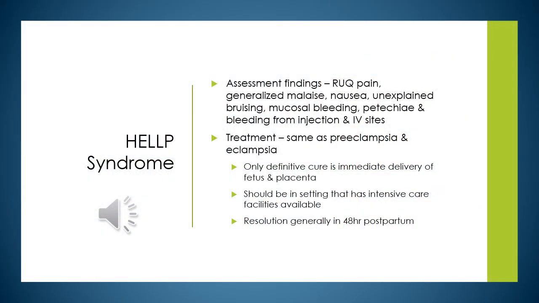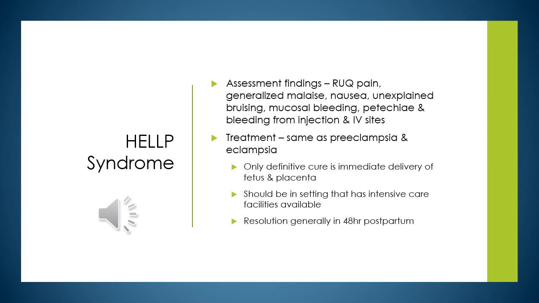Women with HELLP Syndrome present with pain in the right upper quadrant, low chest, or epigastric area. They could have tenderness on palpation from liver distension. The women may also complain of generalized malaise and nausea. They can have bruising, mucosal bleeding, petechiae, and bleeding from injection sites due to low platelets. Assessment findings are associated with alterations in the lab tests.